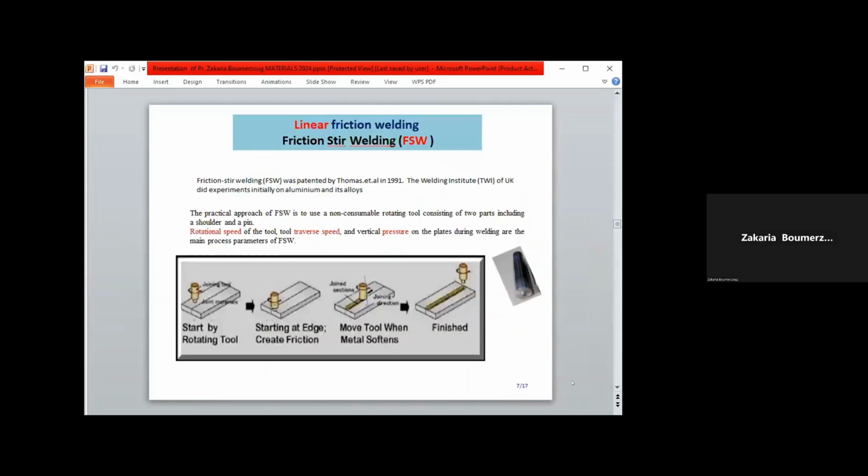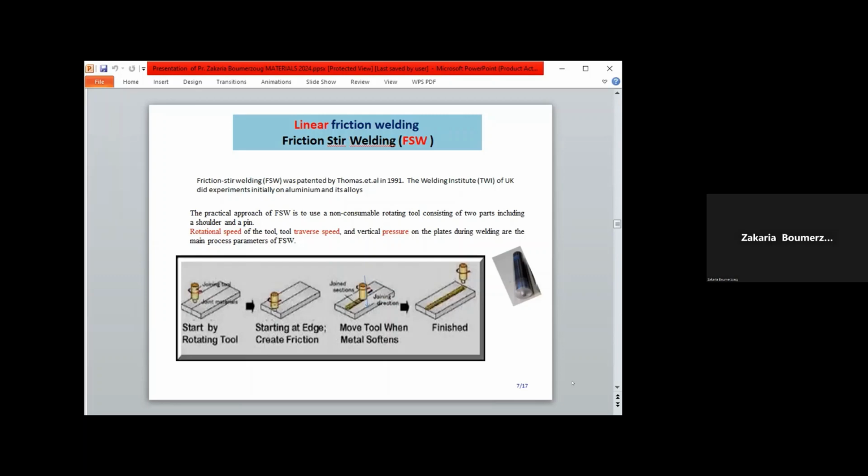Concerning linear friction welding, as the main process in this class, there is friction stir welding. Friction stir welding was patented by Thomas et al. in 1991. The Welding Institute, TWI, of UK did experiments initially on aluminum and its alloys.